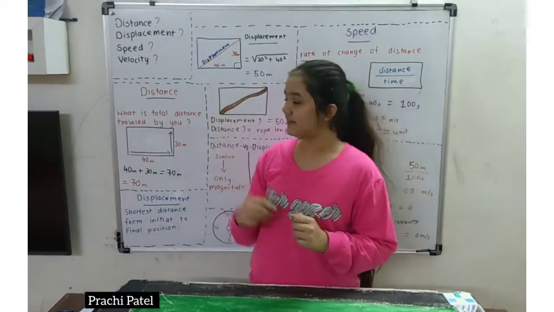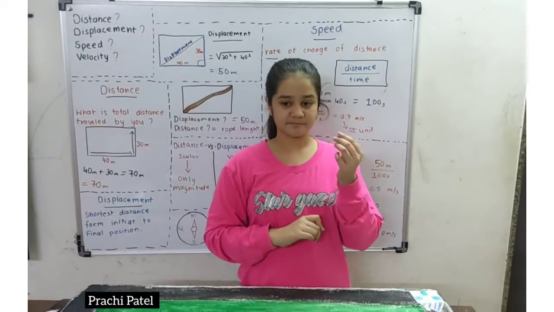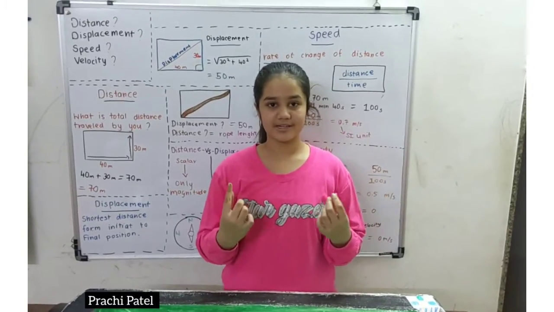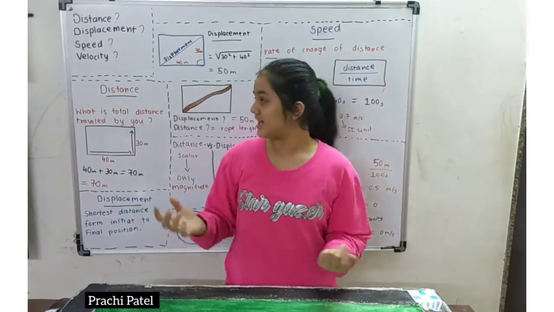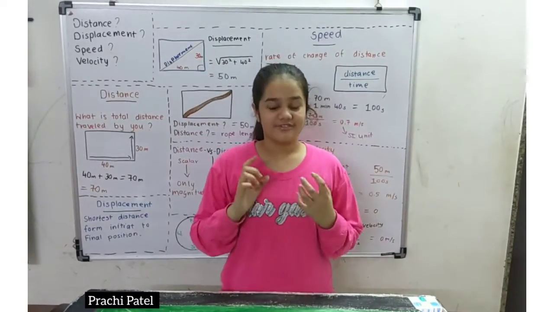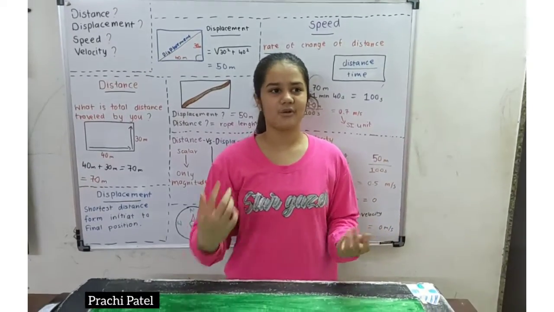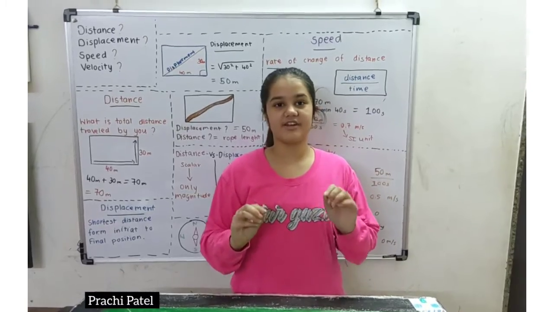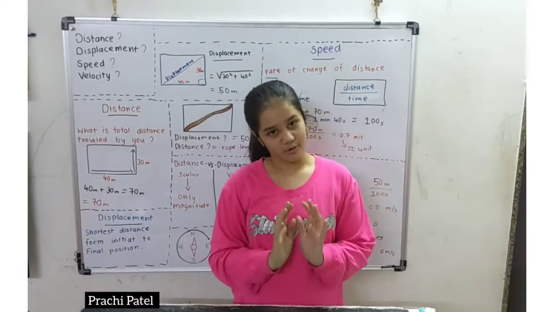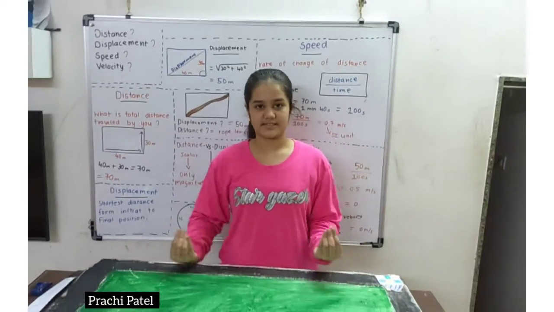Then we have speed. Speed means we are given numbers like 40 meters and 20 meters, but we don't know which direction it is. In velocity, we know it is 40 meters to the north and 20 meters to the south, something like that. So velocity has both direction and distance, and in speed we just have the distance.